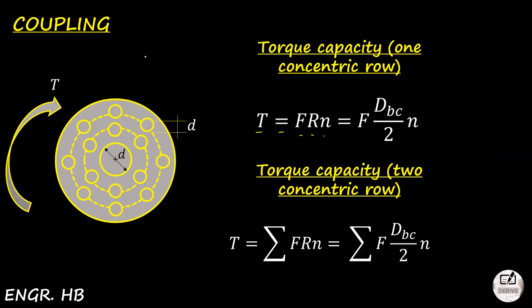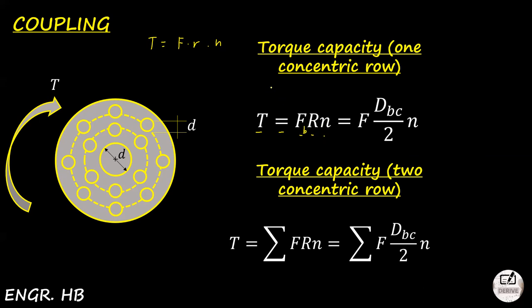So to remember it better, way back in physics, we all know basically that torque is equal to force times radius. What happened here is you just added N, which is your number of bolts. And don't be confused, our F here is FB, not the total load F. Why? Because the number of bolts is involved.